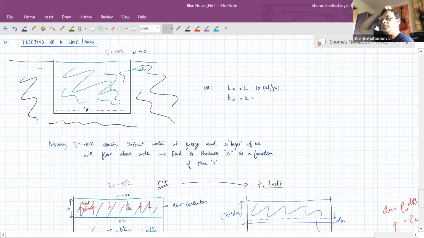So this is one of those very standard and classic problems in physics that is solved. Freezing of a lake problem, that the time taken for the ice layer to get formed, or the thickness of the ice as a function of time. You'll find this question in one of the solved examples in H.C. Verma also.